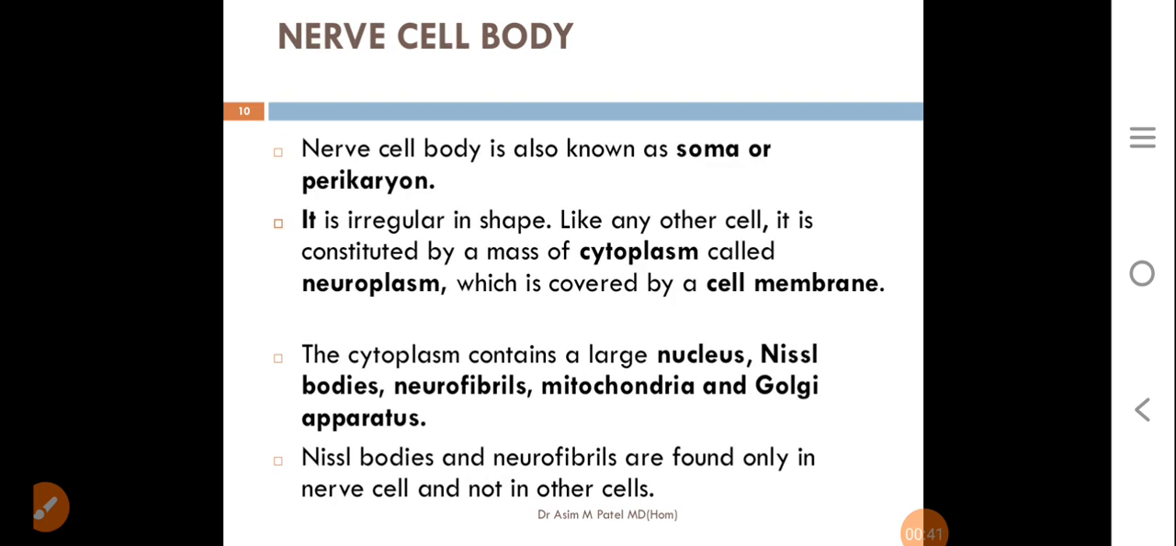Nerve cell body is also known as soma or perikaryon. Nerve cell body is irregular in shape, and like any other cell, it also contains cytoplasm, which is also called as neuroplasm, and it is covered by a cell membrane. Cytoplasm contains a large nucleus, nissl bodies, neurofibrils, mitochondria, and Golgi apparatus. Nissl bodies and neurofibrils, they are not found in any other cell. They are found only in neuron.